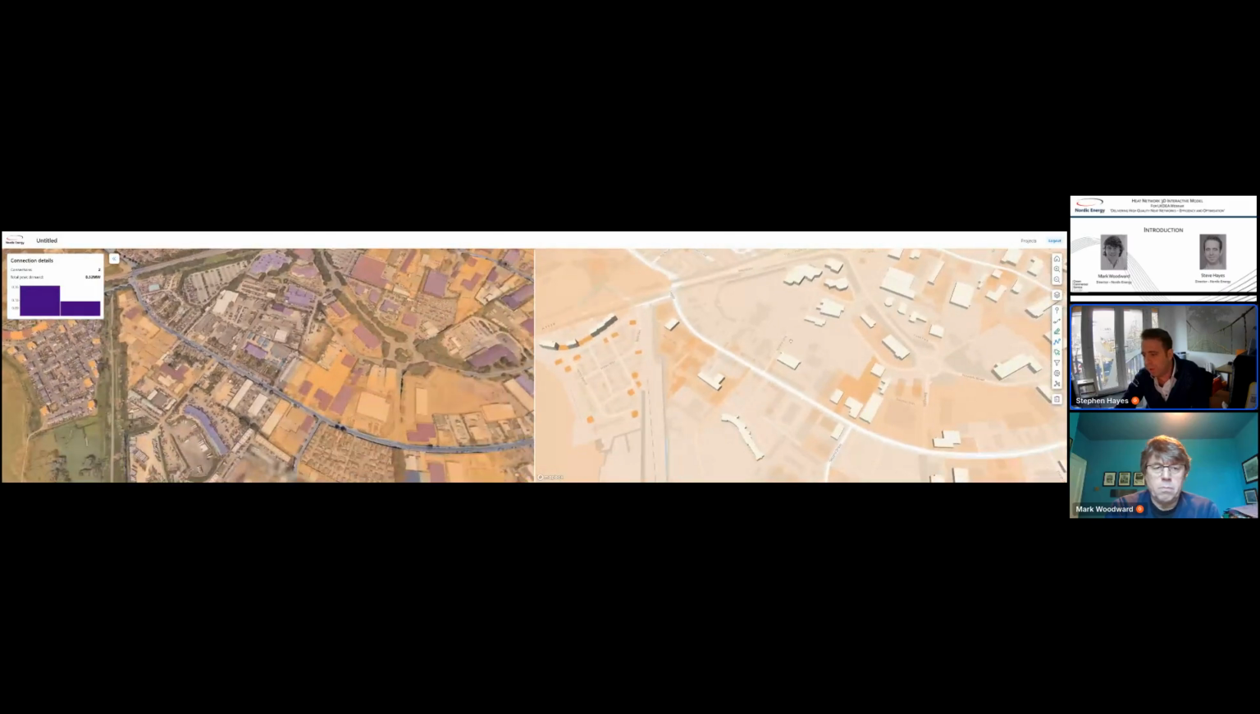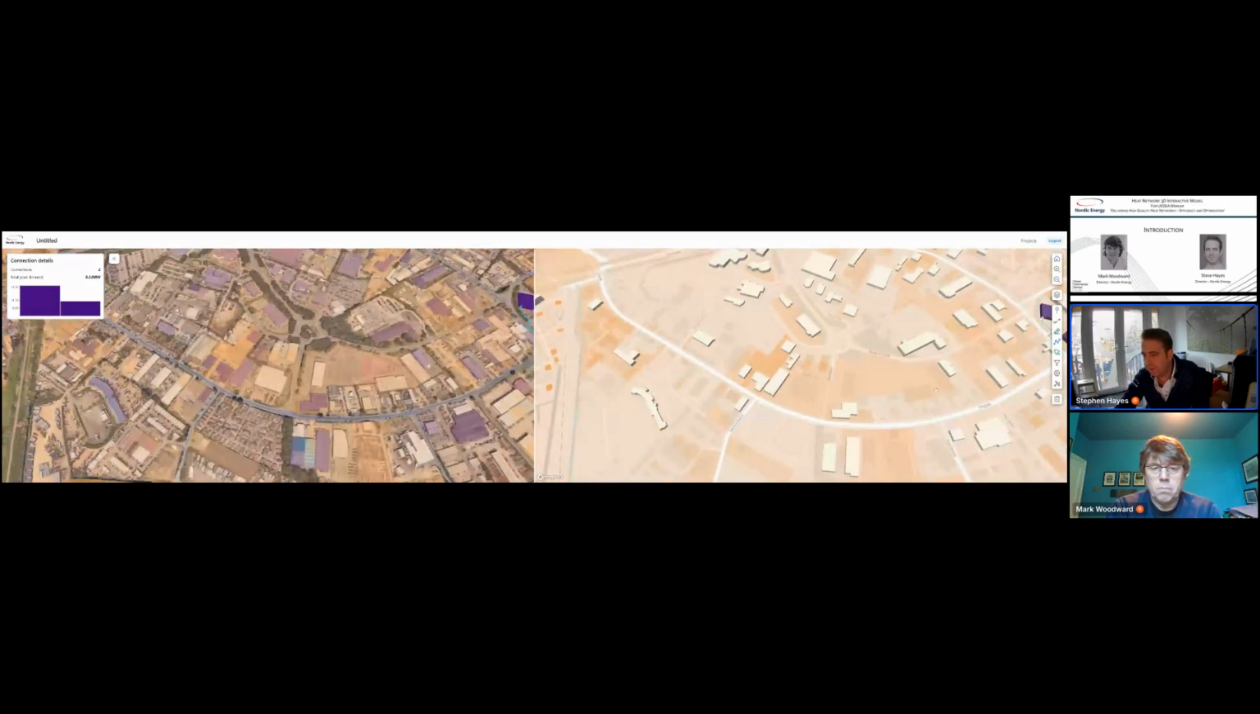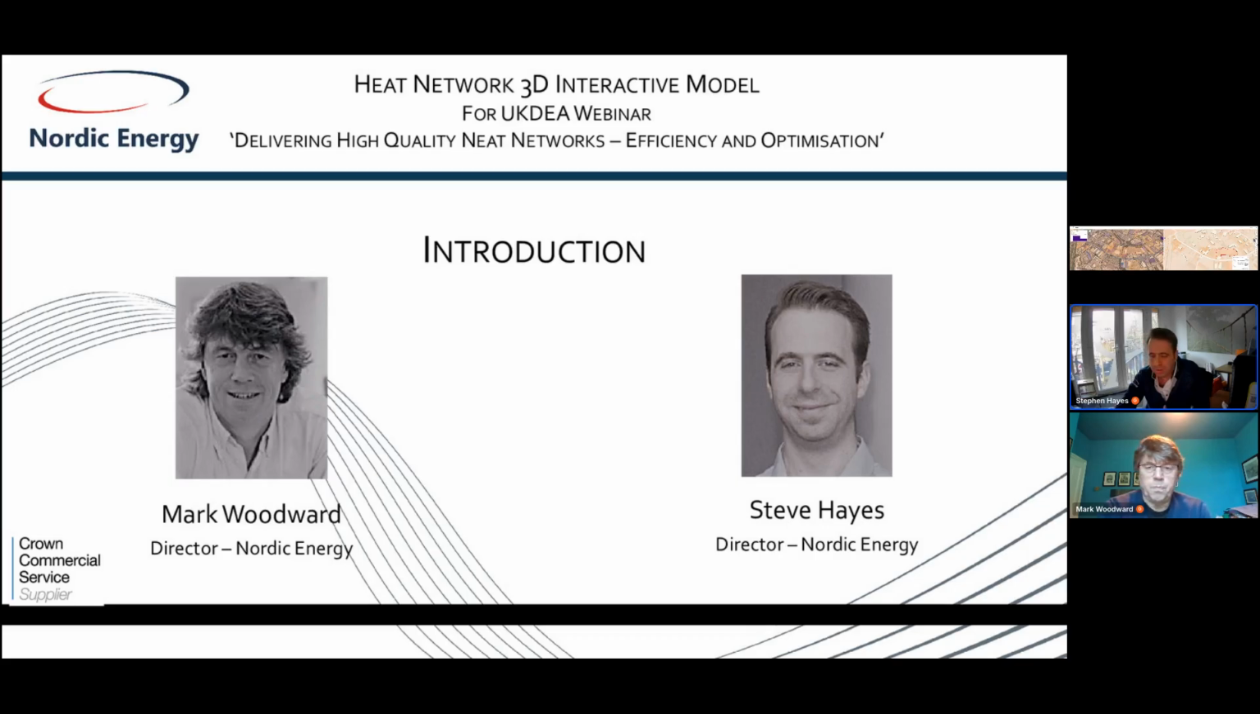You can quite easily click anywhere within Peterborough, and you're able to see who owns this land. You've got the address information associated with it, the title numbers, so you can see whether it's public or private, and it informs you really.